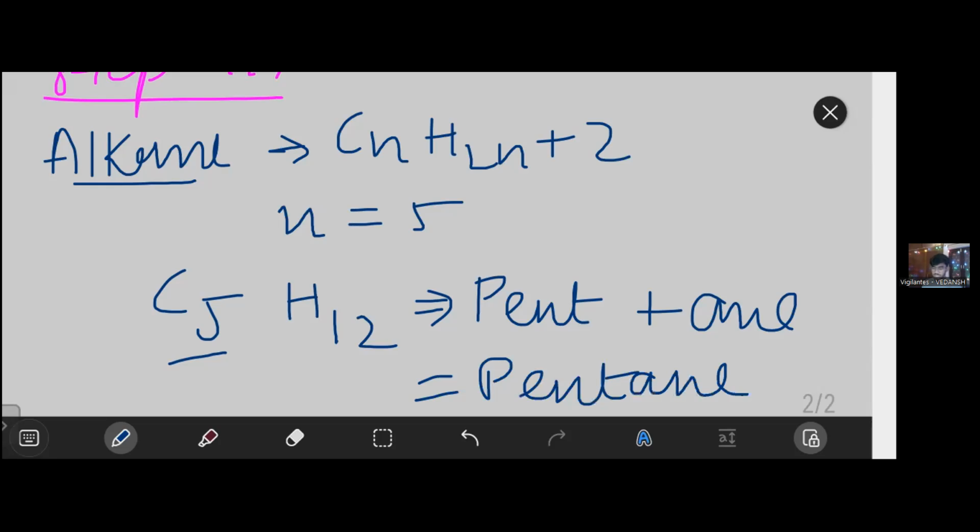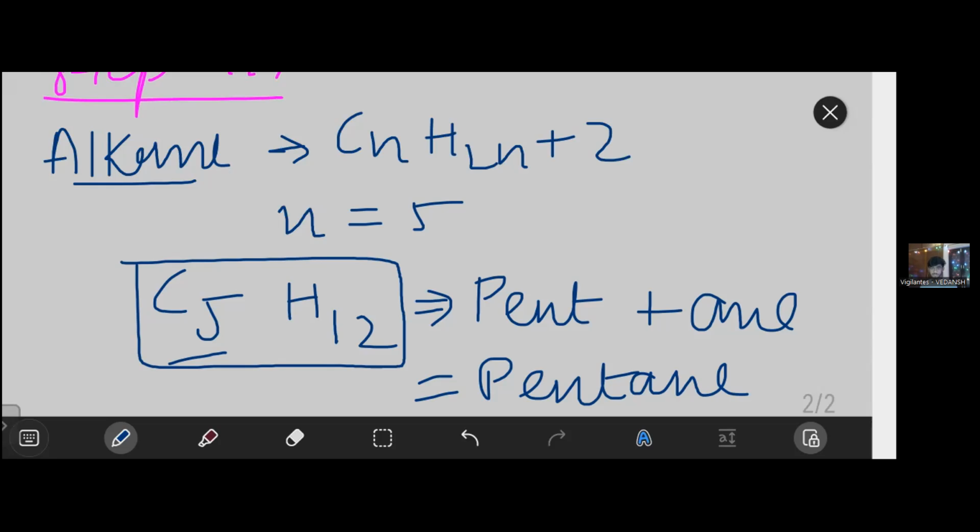Now, if you are given a compound like this, how will you name it? Firstly, you will have to look at what is the number of carbon over there. The first thing in your mind: okay, it is 5, so it is pent. Now if the hydrogen number is twice the number of carbon, meaning the number of hydrogen is 10, so it would be pentene.